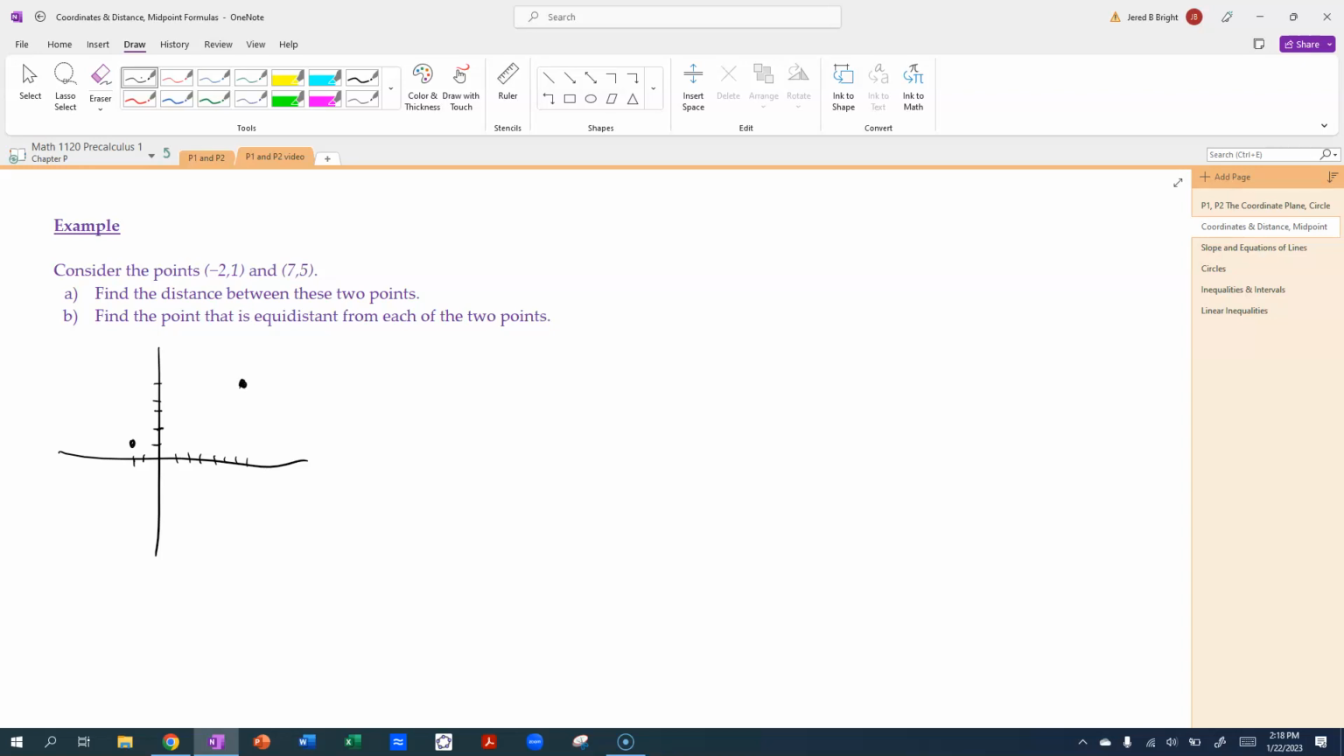Okay, so I'm wondering how much d is here, and then also what the point is that is equidistant from each of the 2 points, also known as the midpoint. That's going to be equal from both sides. So I want to find those 2 things. All right, let's find the distance. Distance is the square root of x2 minus x1 squared plus y2 minus y1 quantity squared.